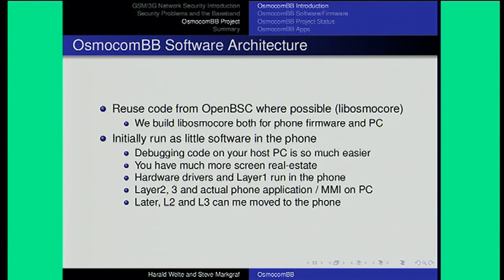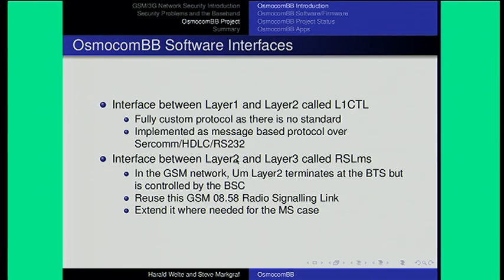Of course, it's written in a way that we can easily move layer two and layer three into the phone at some later point, when we want to create something that doesn't require a PC attached to the phone all the time. We have a couple of interfaces. There's an interface between layer one on the phone and layer two on the PC. It's called layer one control. It's completely custom. There's no specification for how to do something like that in the GSM specification. It's a message-based protocol using a HDLC-like layer over RS-232 that goes to the telephone.